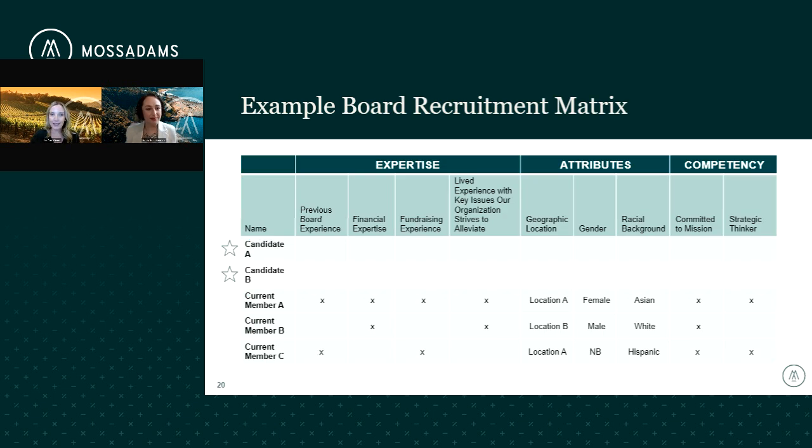And again, we're coming back to that recruitment matrix because it's so helpful. But plug this in for your recruitment assessment or for your recruitment needs, and plug those candidates into this so that you have your matrix built out for your board composition. But as you're bringing in those new candidates, plug them in here so that you can see how they're aligning with your expertise, attributes, and competencies.